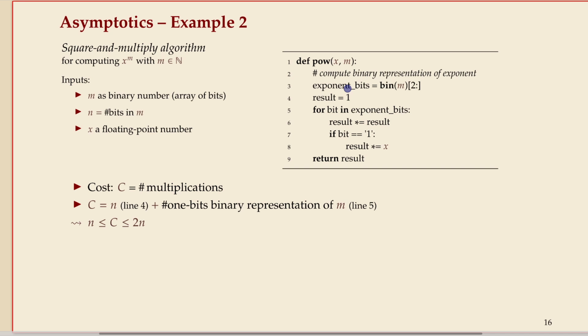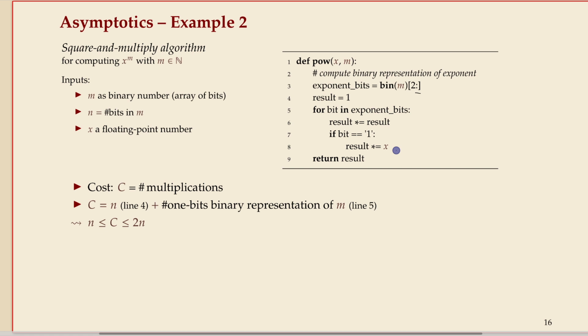Ignore this kind of weird stuff. That's Python specifics. But you can do this: if you have a number, you get a list of the digits in the binary representation of the number. Then you start with 1, and then you iterate through all the bits. You always do a multiplication, and if the bit is 1, you do another multiplication. That's the algorithm.